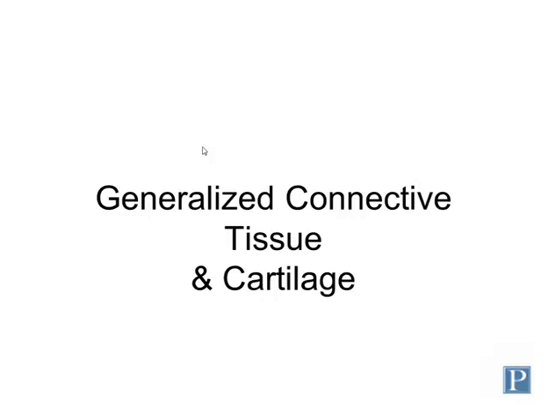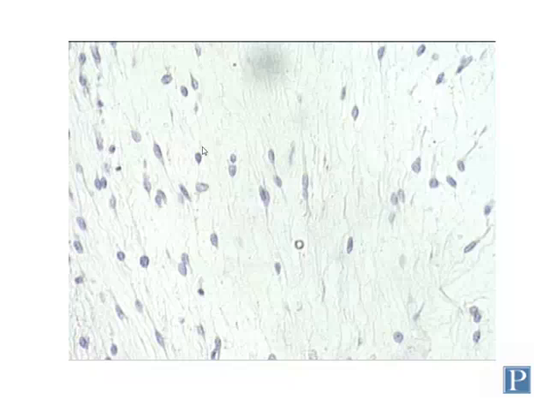Alright, this week we are going to study generalized connective tissue and cartilage in the lab. This is a section of mesenchyme. Mesenchyme is an embryonic type of loose connective tissue.